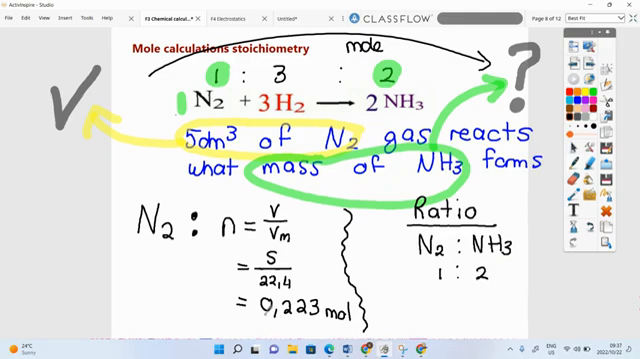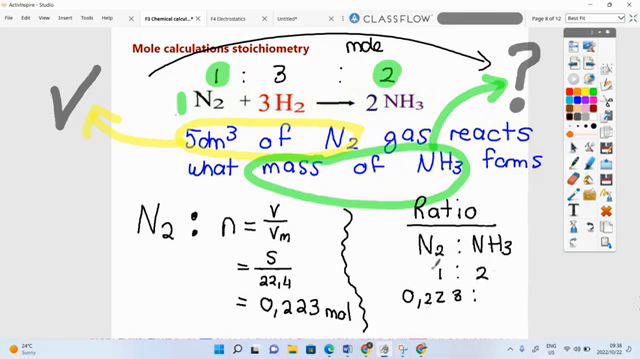1 to 2. But I don't have 1. I've got 0.223. So if this is 1 to 2, you can see easily that you're just going to times by 2. But the numbers are not always that easy. So you're always going to divide by itself to give 1, like you did for all your questions, which is perfectly fine. And then times by the one that you want. So to get the answer, I'm going to take 0.223, divide by itself, which is 1, times by 2. Always.